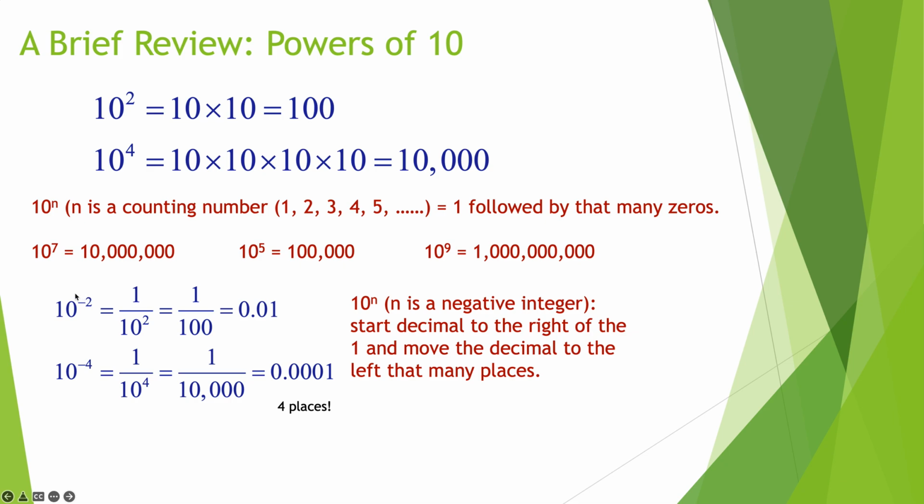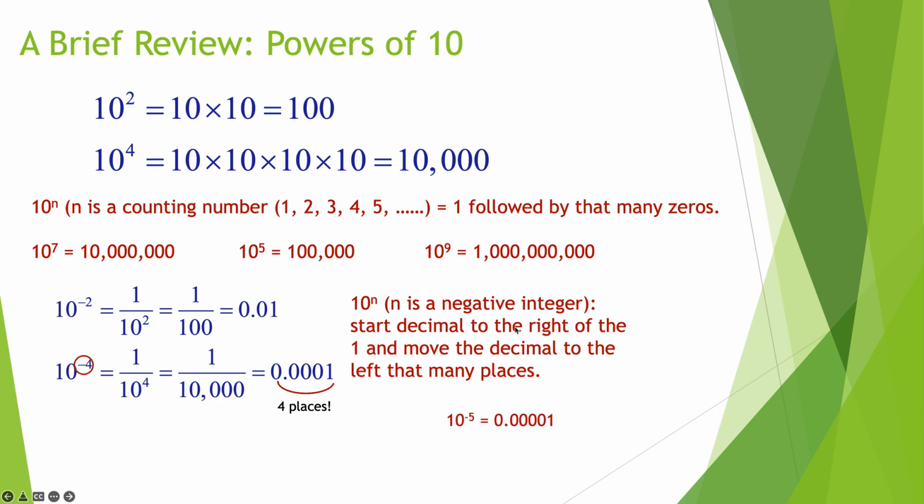So this is negative 2 here. My decimal started here, move 2 places, 1, 2. Here's negative 4. Decimal starts to the right of 1, 1, 2, 3, 4. Negative 4, 4 places. Start to the right of the 1, move it 4 places. So 0.0001. Remember, if there's no number in front, like in the case with these ones, you just have as many zeros as you need.